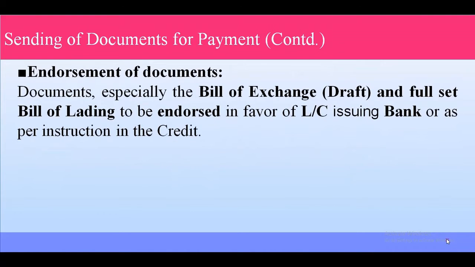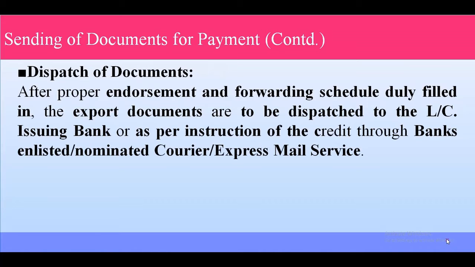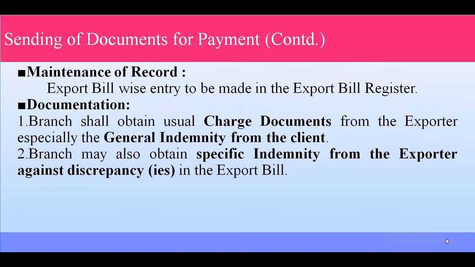Endorsement of documents. Documents, especially the bill of exchange, draft, and full set bill of lading, are to be endorsed in favor of the letter of credit issuing bank or as per instruction in the credit. Dispatch of documents. After proper endorsement and forwarding schedule duly filled in, the export documents are to be dispatched to the letter of credit issuing bank or as per instruction of the credit through the bank's enlisted or nominated courier or express mail service. Maintenance of record.